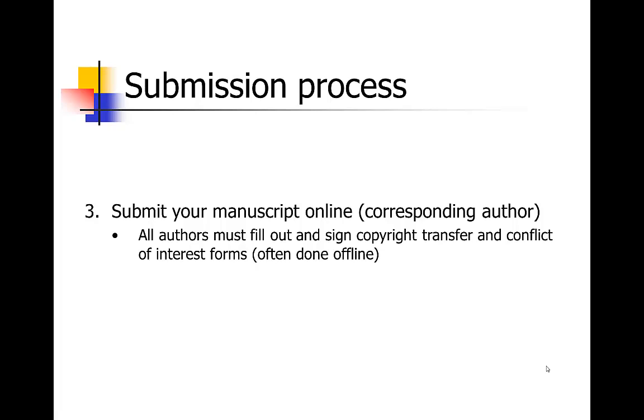So you go online. There's a series of steps that these systems will walk you through. Usually it takes a couple of hours to enter all the information, so leave yourself a couple of hours. That's all done online. The one thing that's not usually done online is that all the authors must fill out specific forms that each journal has. Usually that's done offline, and again, you need to leave some time if you've got multiple authors for collecting those signatures. You may need to follow up with authors and make sure that they get those forms in.